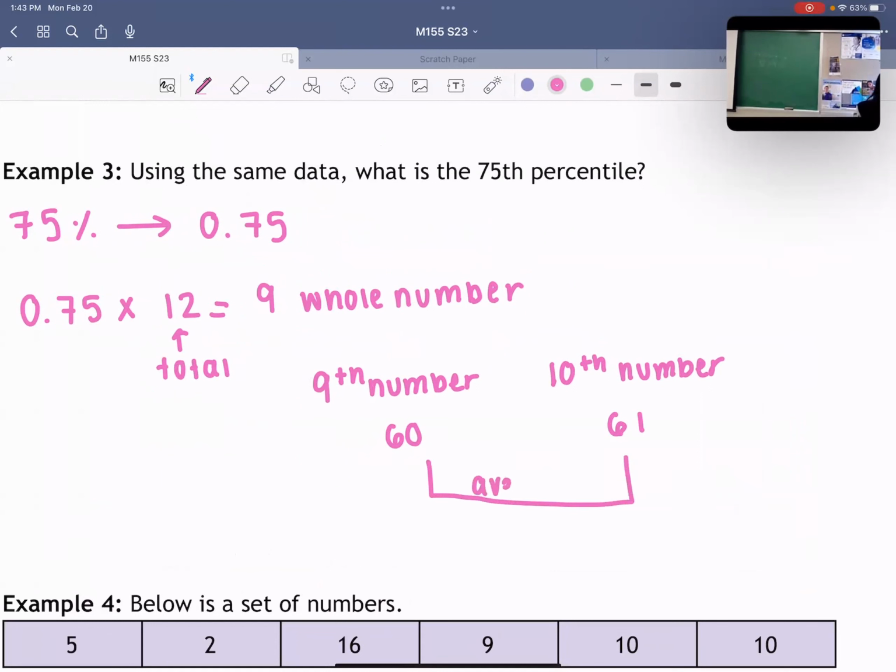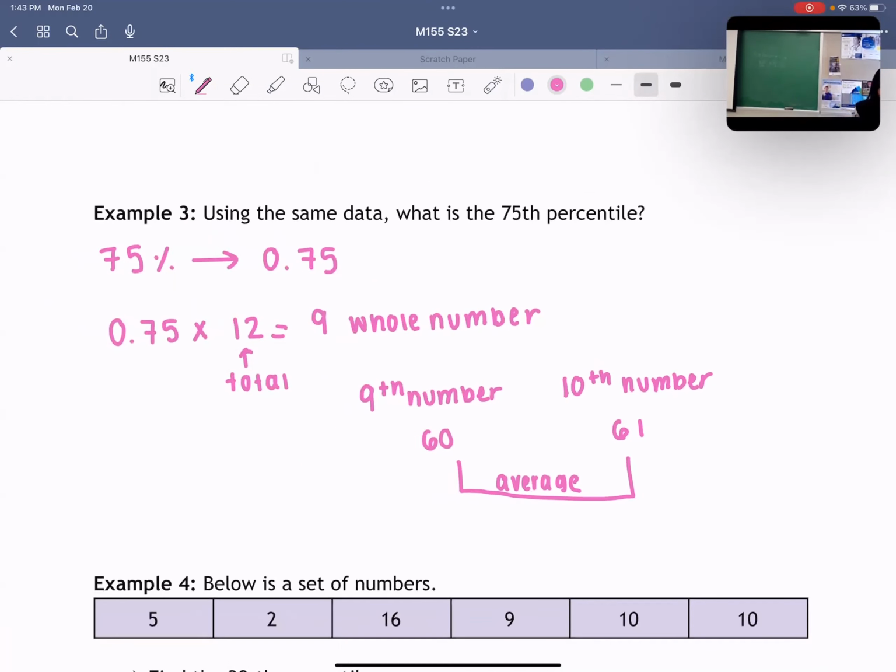So you're going to take the average, very similar to finding the median, right? When you take the average of the two numbers that you found, remember, add them together, divide by 2. The average is 60.5. That's the percentile that you're looking at. Any questions on what I did for example number 3?